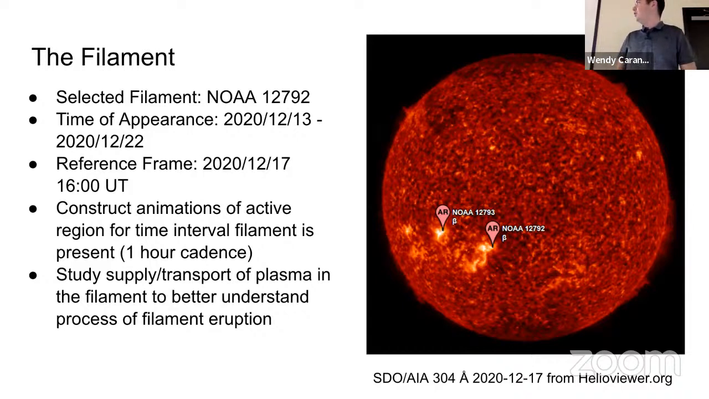And so for this experiment to study the region, we constructed animations of the active region. And these animations basically show the time that the filament was present, so 9 days. And each image in the animation follows 1 hour after the previous image. So there's a total of 216 images. And we're using these animations to kind of look and see if we can better understand the supply and transport of plasma within the filament.